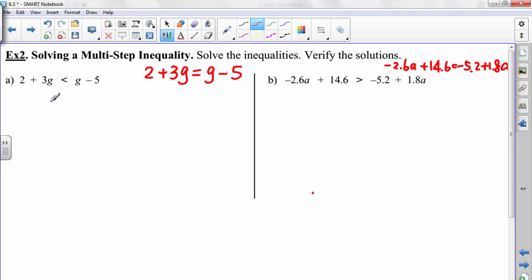Let's look at example 2. The first one is 2 plus 3g is less than g minus 5. For every single inequality, you need to solve the inequality and verify the solutions. But in this video lesson, I hope that you can finish this verifying job yourself. I will omit the verifying step in the video lesson. So let's look at the first one. What should we do to solve the first one?